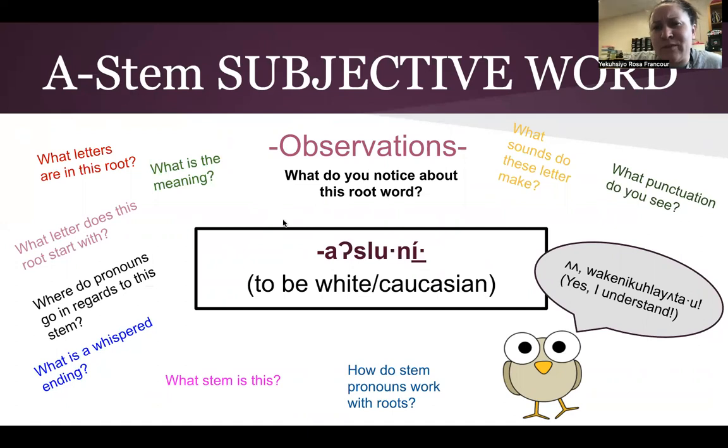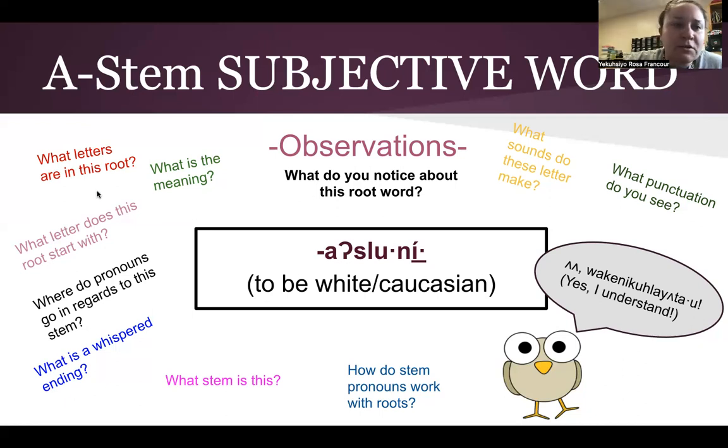But remember, I said these are only subjective verbs, so they only change subjectively. So that's why this doesn't have it. But you don't have to worry about that. So the meaning of this verb means to be white or Caucasian. Okay. So when we talk about pronunciation, zloon. Zloony is the full root.